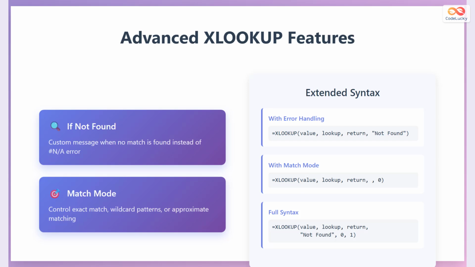To specify match mode, the syntax is XLOOKUP(value, lookup, return, 0). The full syntax including search mode is XLOOKUP(value, lookup, return, "not found", 0, 1).